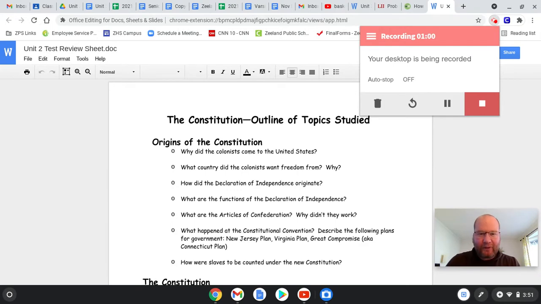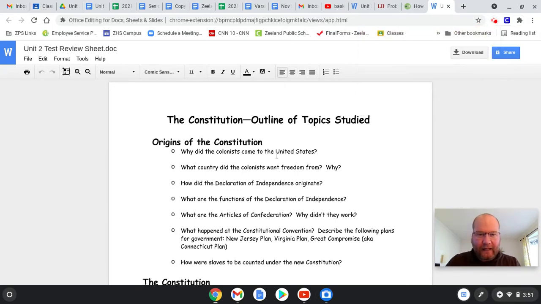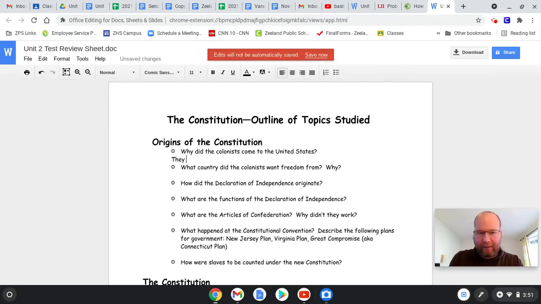It's all good. So I'm going to add some things in here as we go. First and foremost, why did the colonists come to the United States? We don't need to cover that for the test necessarily, but they were seeking various freedoms from places that they were coming over from Europe for: religious freedom, economic freedom, things like that.